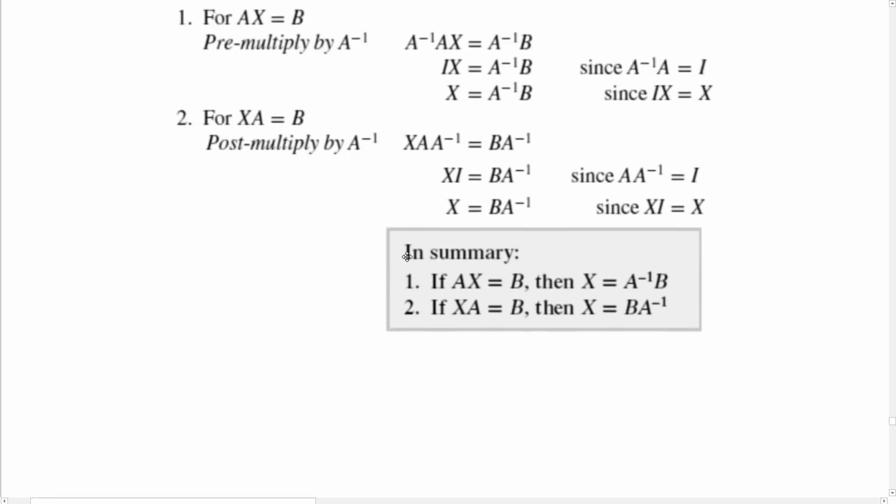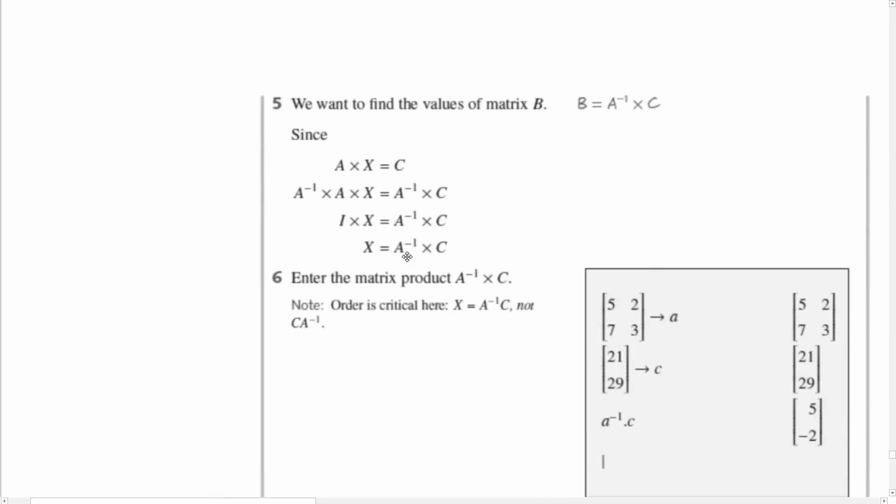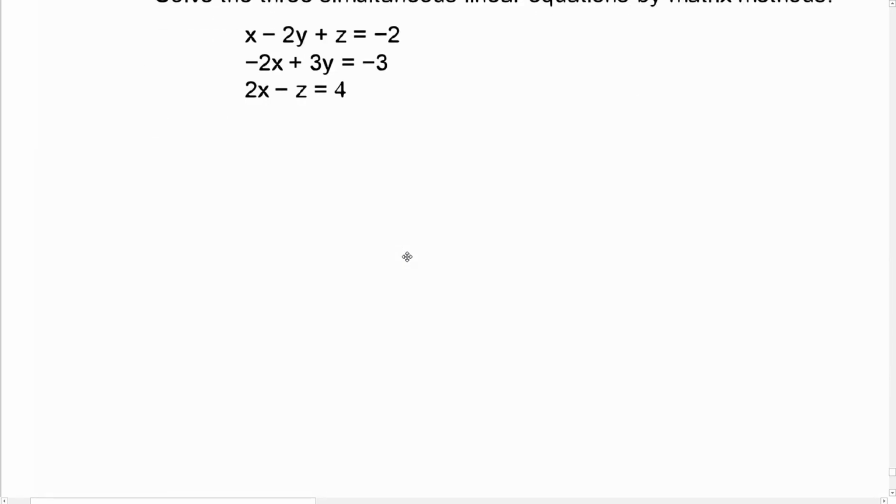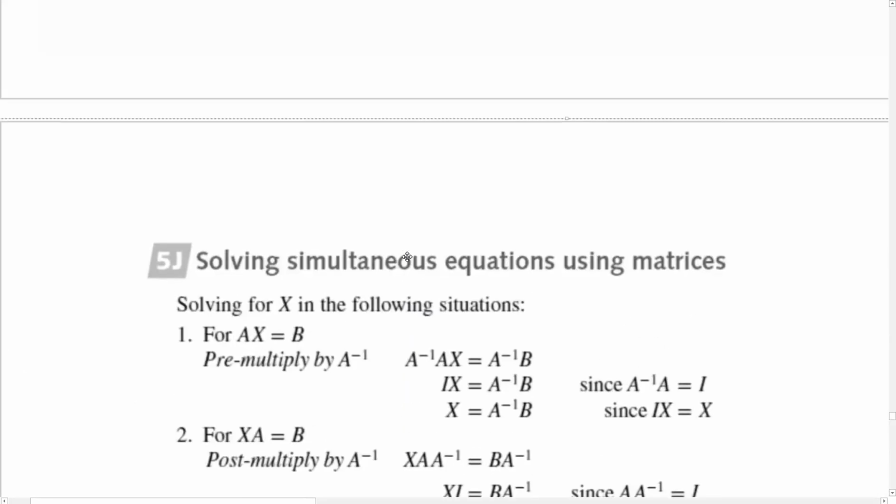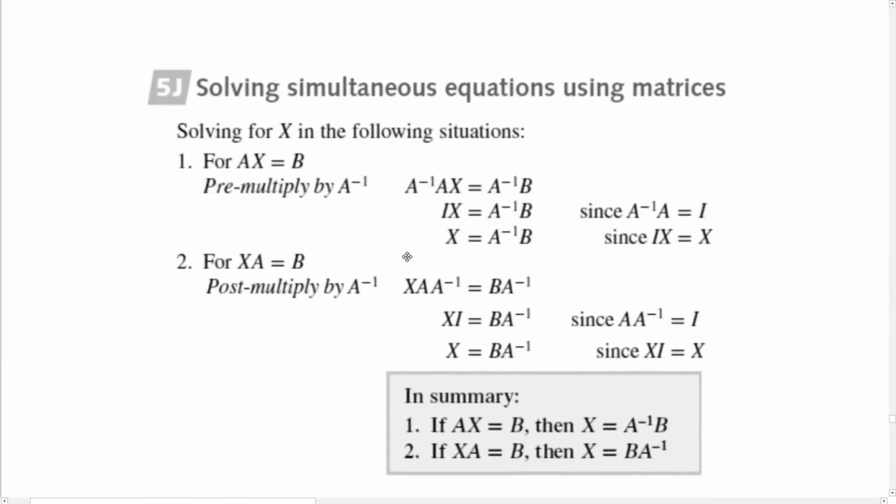We'll be covering two chapters in this one because they're more or less related to one another. So 5J and 5K will be covered in this chapter. So this is our last one.